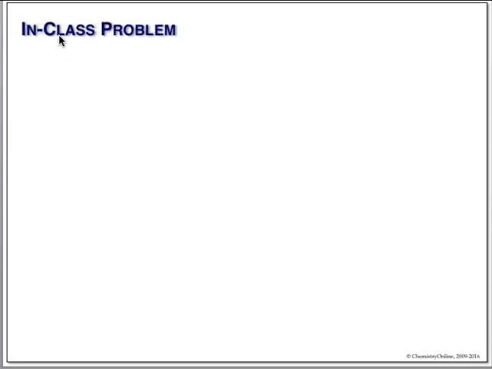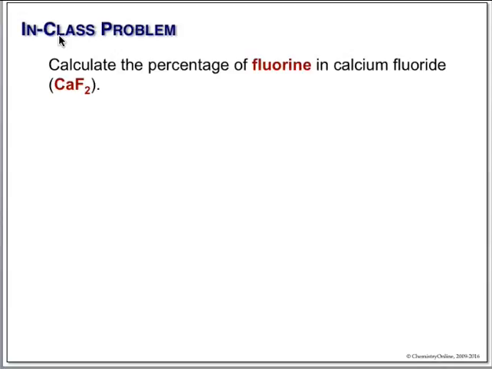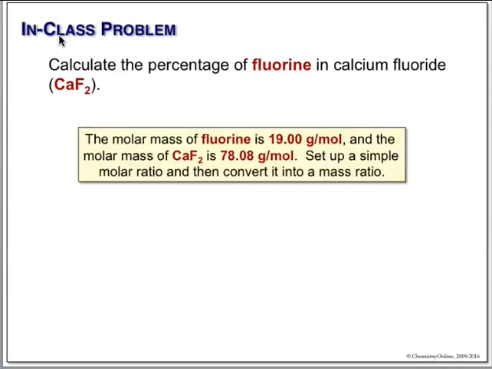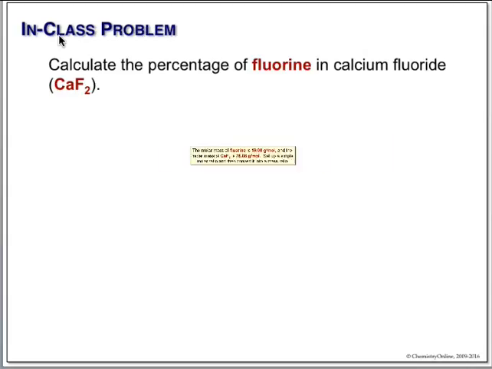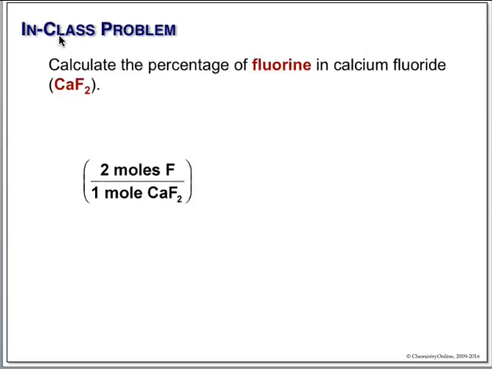Now let's look at a couple examples here. Calcium fluoride, one calcium, two fluorines. What's the percentage of fluorine? Well, molar mass of fluorine on the periodic table is 19 grams per mole. If we add up calcium fluoride, we get a molar mass of 78. And that's just adding up a calcium and two fluorines. So we're going to set up a simple ratio. We know that in calcium fluoride, there are 2 moles of fluorine for every calcium fluoride. 2 to 1. CaF2, 2 to 1.